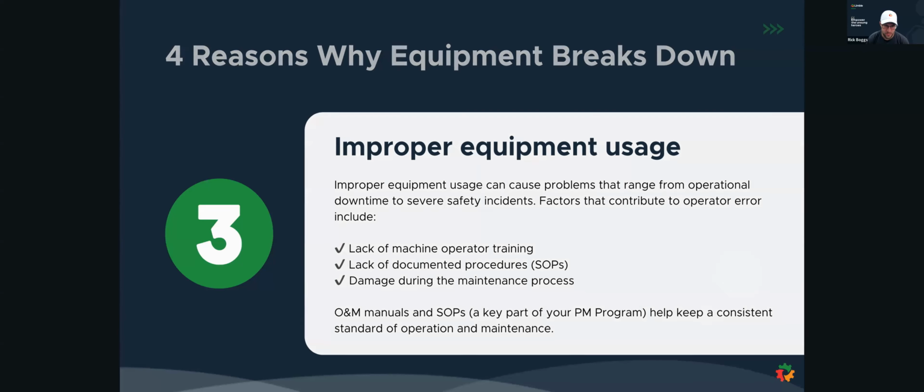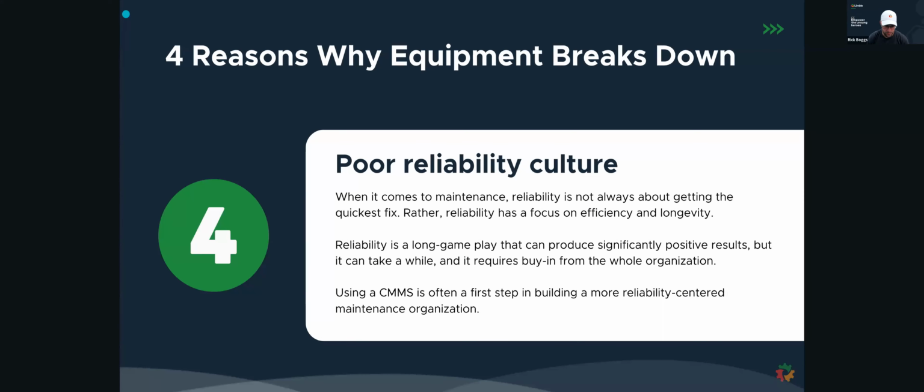And lastly, is just having a poor reliability culture. So when it comes to maintenance reliability, it's not always about getting the quickest fix. Rather, it's about having a focus on efficiency and longevity. So reliability, again, it's a long-term game that can produce significantly positive results, but it can take a while. And it requires buy-in from the whole organization, from the top to the bottom.